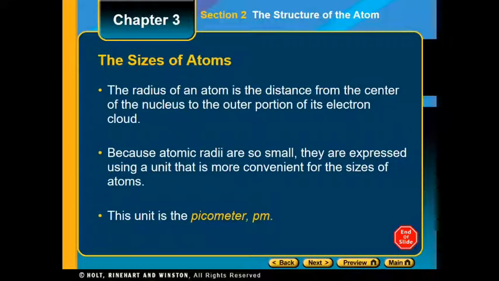And finishing off our notes here, just talking about the size of atoms, we do look at the radius of an atom. It is the distance from the center of the nucleus to the outer portion of that electron cloud. And because the atomic radius are so small, we express it in a unit of picometers. PM is the abbreviation for picometer.